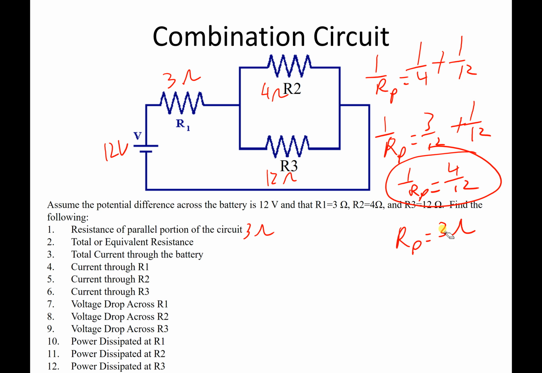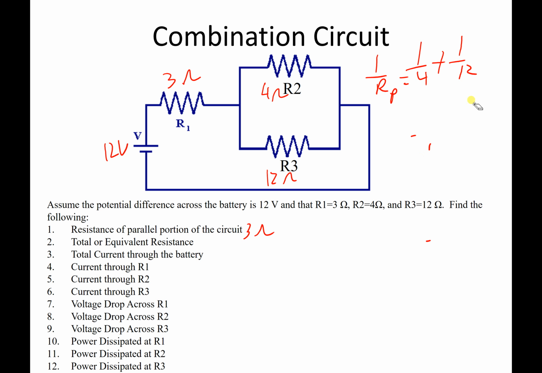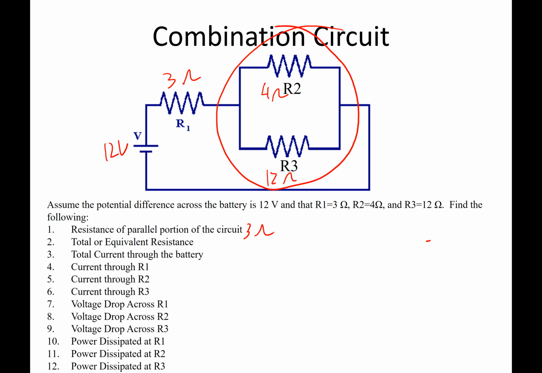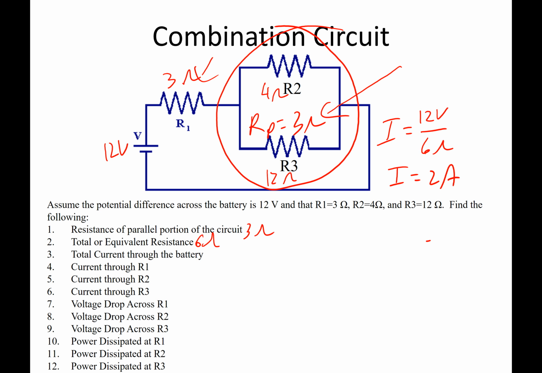Now we're going to think of this whole parallel part of the circuit as if it were one series resistor with a resistance of 3. So remember, in series, to find the total resistance, we simply add up the resistances of each resistor. So we've got 3 plus 3 to get an equivalent resistance of 6 ohms. To find the total current, we'll go back to Ohm's law. I equals V over R. We'll use the battery voltage over the total or equivalent resistance of 6 ohms. So we end up with a current of 2 amps.